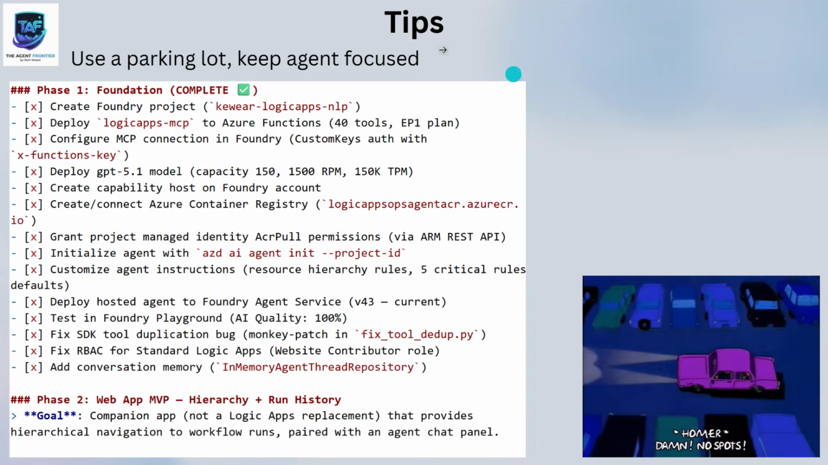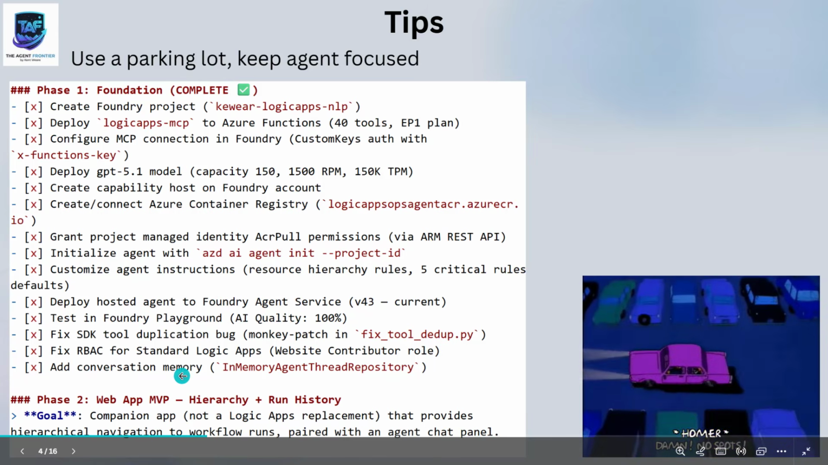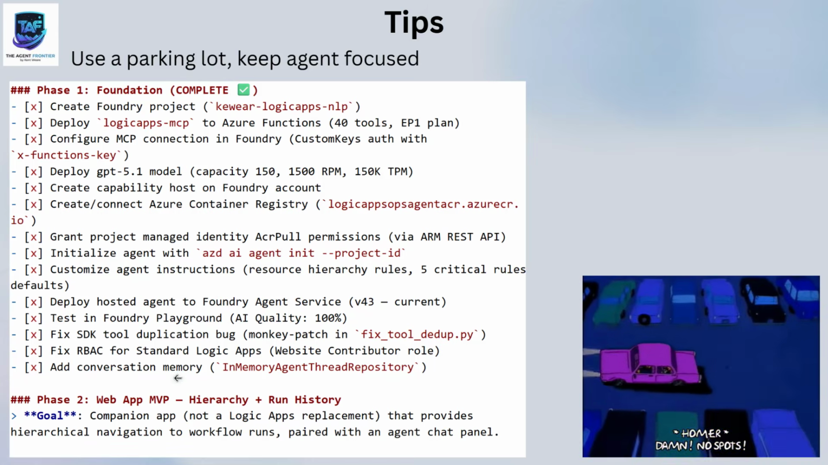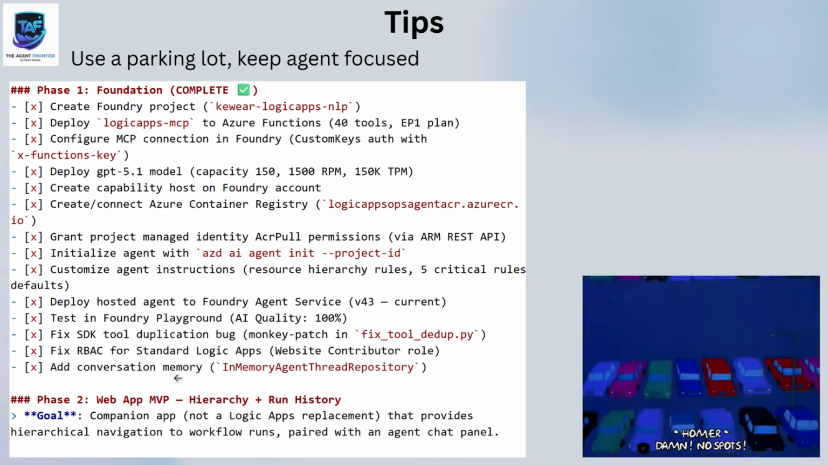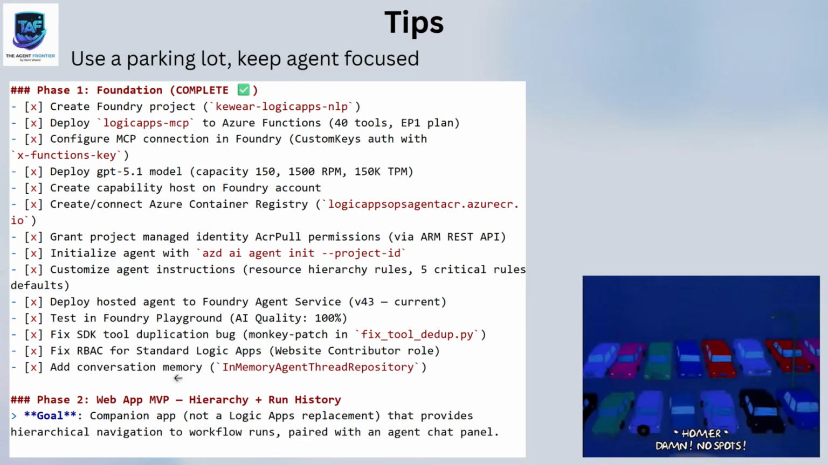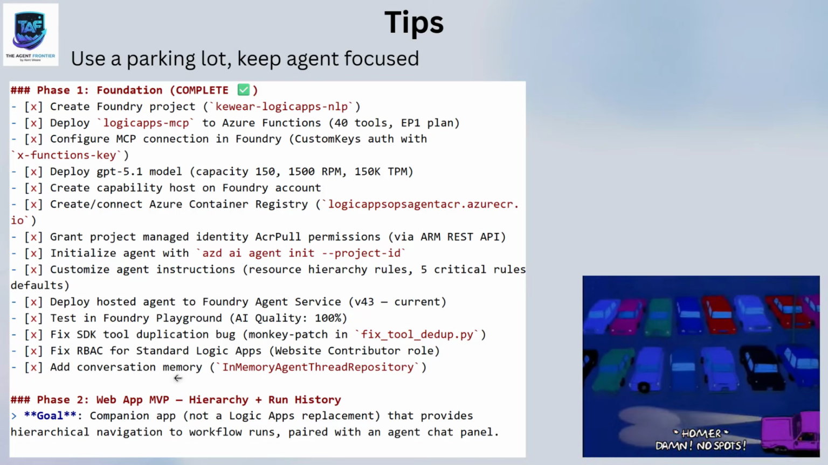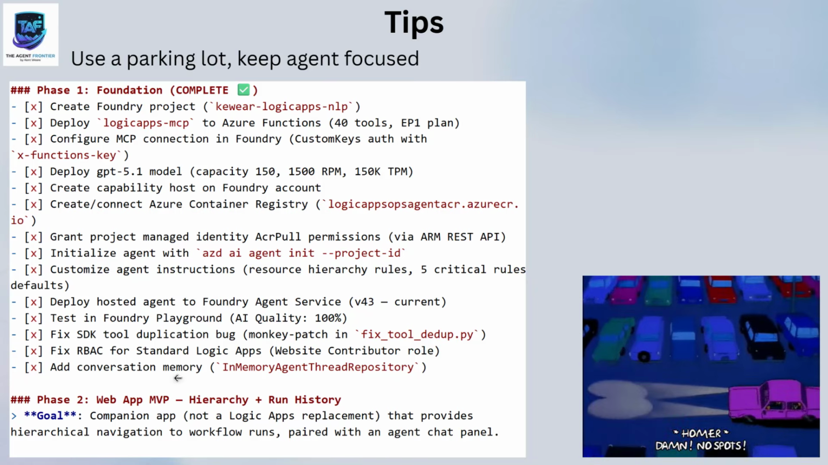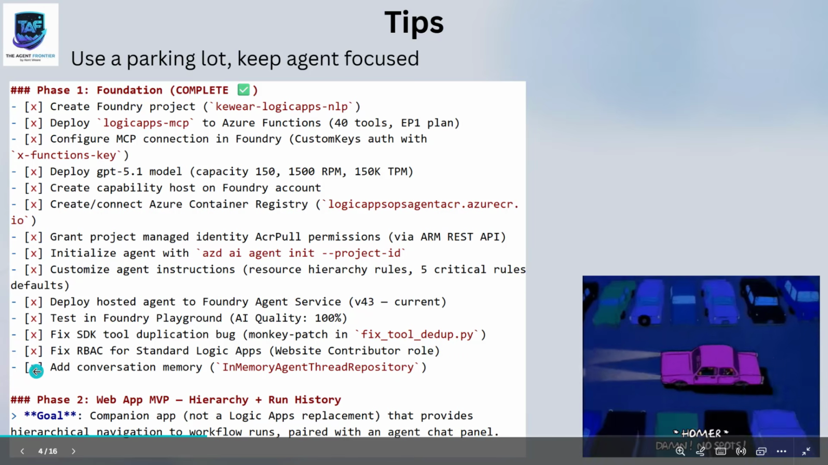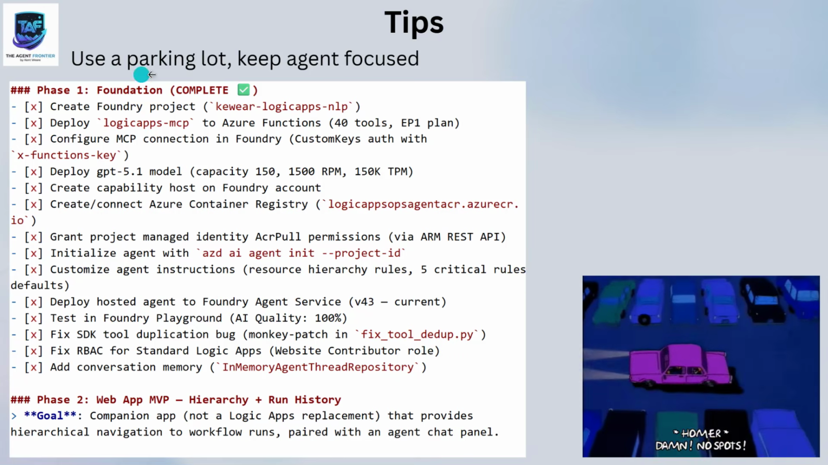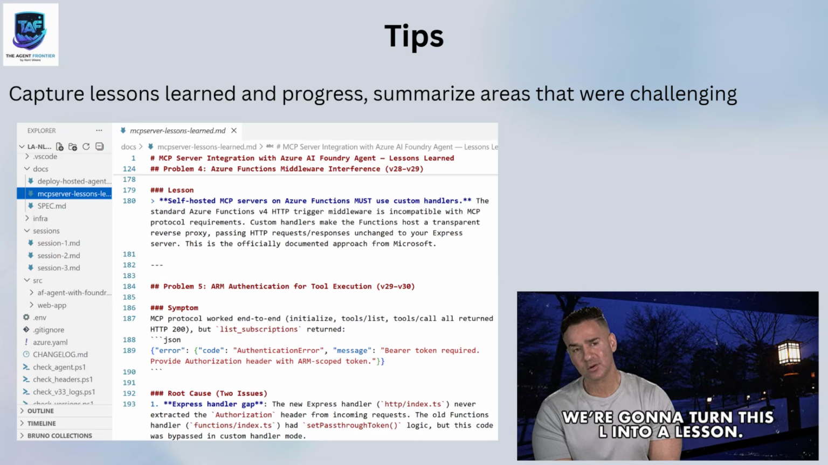So for example, I didn't initially think about memory. And as I started to do a little bit of debugging, I thought, I need to have memory. So we discussed what are some options for memory. I said, add it to the parking lot. And then once we got to a specific state where I was happy with the current solution, we went ahead and implemented the memory. And that's why you see these X's here, because it becomes a bit of a checklist. So do use a parking lot so that your agent can be focused on the immediate needs of the solution.